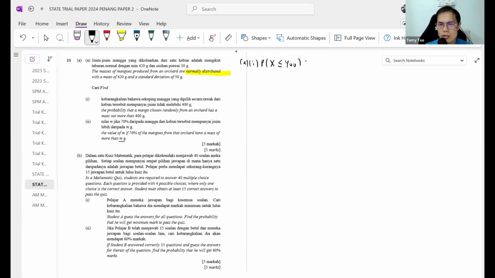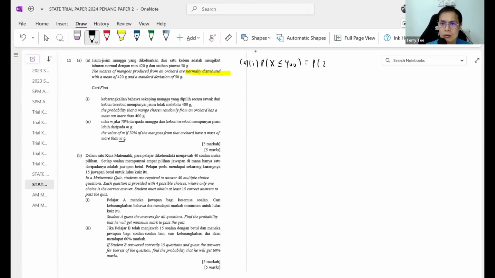But in normal distribution, it doesn't matter whether it's less than or less than or equal to, the values are the same, because the probability is measured by calculating the area under the graph. So if, for example, 400 is here, the area under the graph for one thin line for exactly 400 is just 0. So you don't bother about less than or equal to or less than, they're all the same.